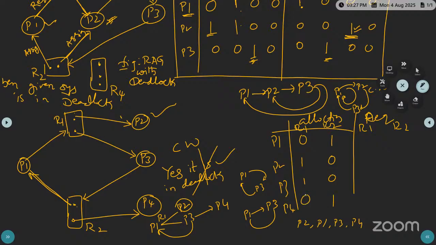And the process P1 is requesting either R1 type or R2 type. Process P1 is requesting, and this is assignment. Requesting of R1 type, R2 type is not requesting. For process P2, not requesting anything. For process P3, requesting of R2 type, no R1. P4 not requesting anything.